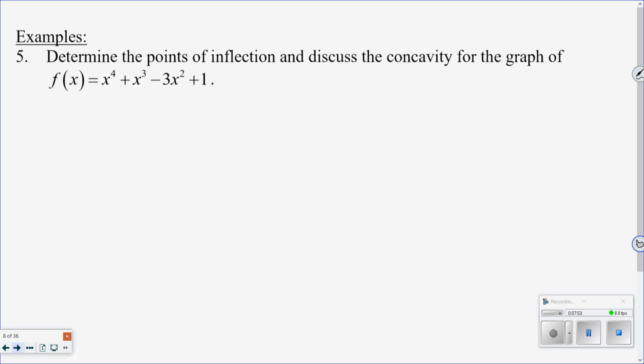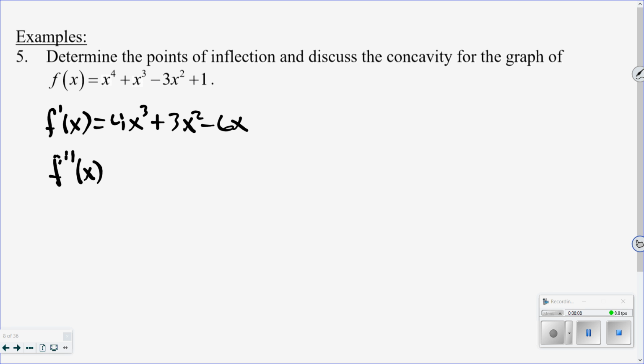So let's find our first derivative. That would be 4x cubed plus 3x squared minus 6x. Find your second derivative. That would be 12x squared plus 6x minus 6.